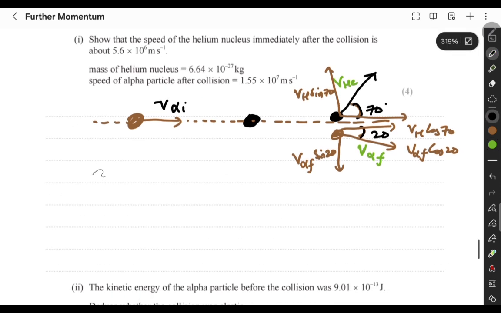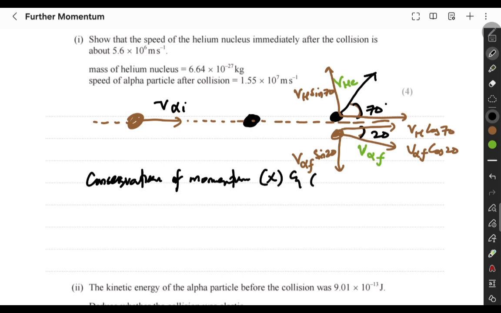And now let's talk about the conservation of momentum in the x direction and the y direction. Now, before you go on and try to do it in the x direction, there's going to be a problem. You need to know the initial velocity of the alpha particle. If you don't know this, you can't solve it, because you have two unknowns and one equation. You can't even solve them simultaneously.